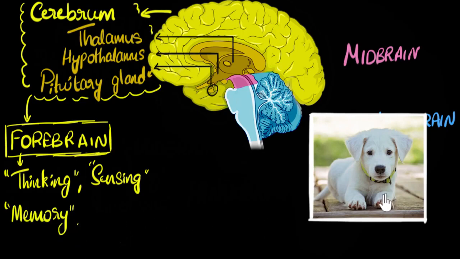Now, when you looked at this puppy, some kind of emotion came in, right? Like you may have felt, oh, what a cute puppy. You may have felt happy looking at it. Maybe if I showed you some scary picture, you would experience fear, right? So all the emotions, they too come from your forebrain. All your emotions, including love. That's right. Love does not come from the heart. It comes from your forebrain.